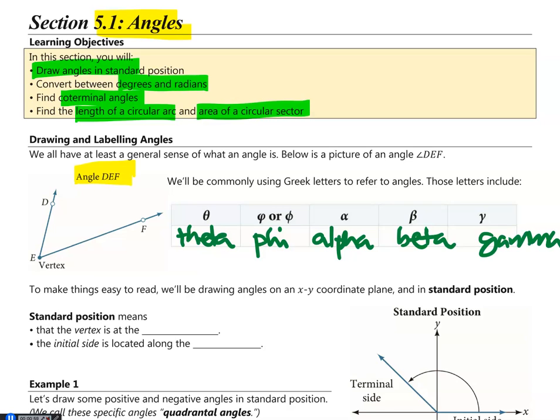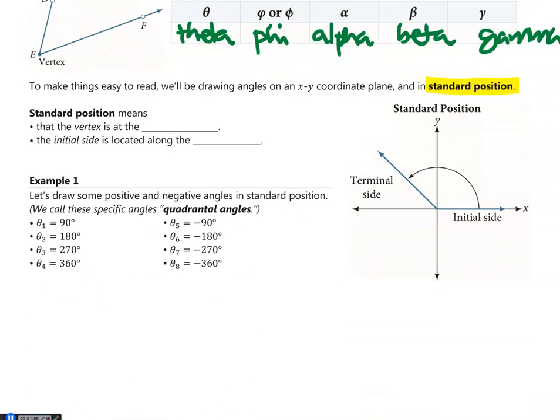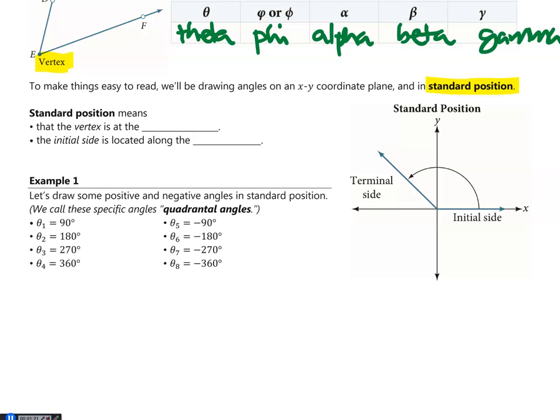To make things easy to read, we'll be drawing angles on an XY coordinate plane and in standard position. So this is in standard position, and that means that the vertex, like this one, the vertex is at the origin, and the initial side, like here, the initial side is located along the x-axis.